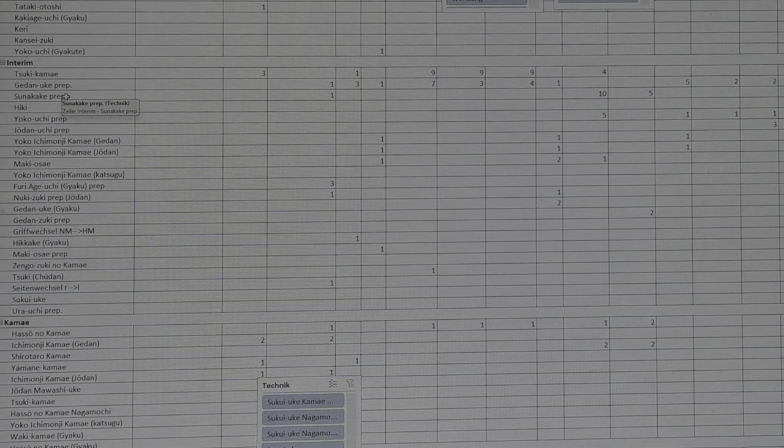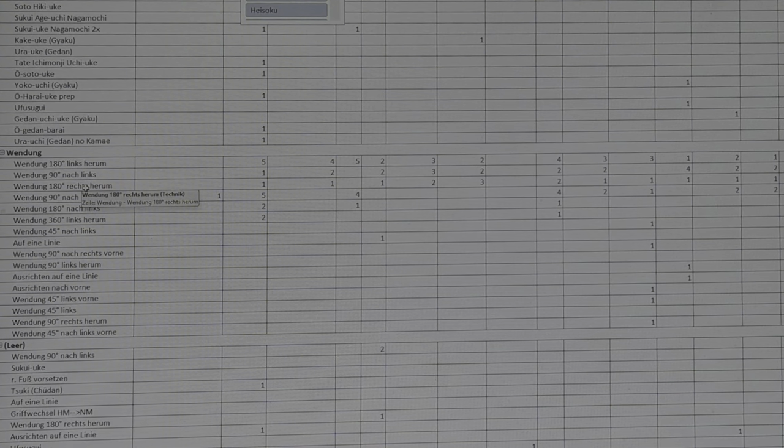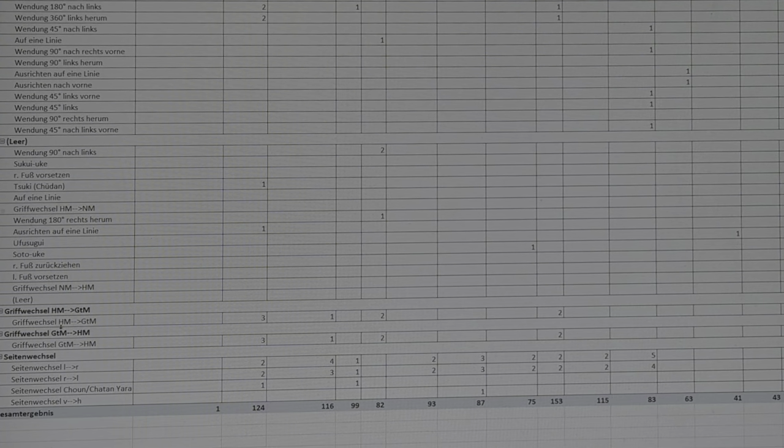And then I have the defenses like Soto, Sukui, Mamori, Hikake, Harai, Gedan Uke, Yoku Uke, Sukui, Furiage Uchi, Nagamochi, and what all there is, so many techniques. Then I have the direction changes, like 180 degrees counterclockwise, 90 degrees counterclockwise, 90 degrees clockwise, 360 degrees, 45 degrees, and so on. Then grip changes, like if you change from Hontamochi to Gyokutemochi, or back, from left to right to left, and so on.